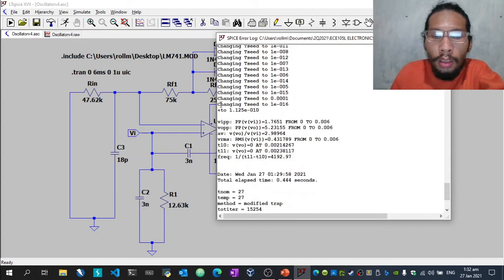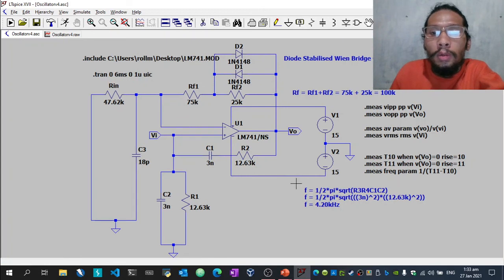And we can see here that the peak-to-peak voltage input is 1.76 volts, the peak-to-peak voltage output is 5.23 volts, and the voltage gain is 2.99, and the resonance frequency is equal to 4192.97 hertz or 4.2 kilohertz. The resonance frequency is equal to the target value of the circuit design, and that is 4.2 kilohertz.